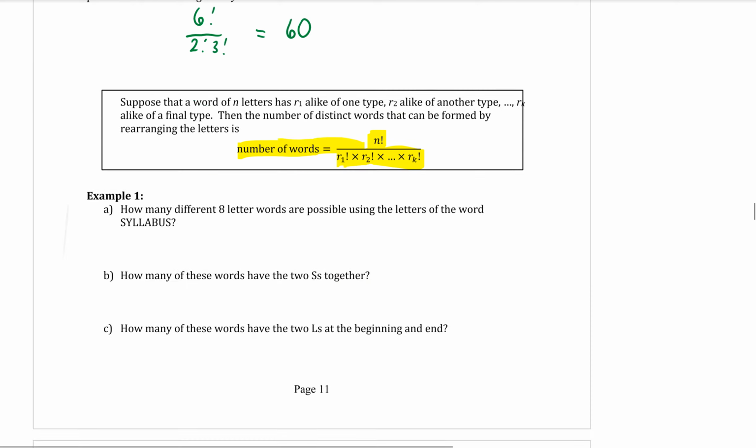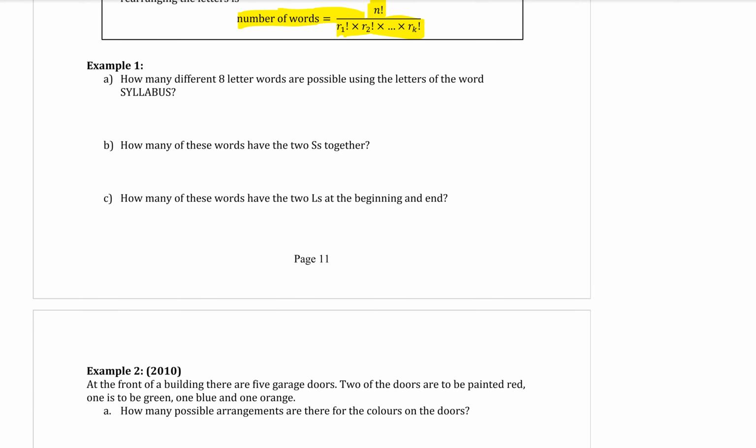Well, example time. 1A. How many different 8-letter words are possible using the letters of the word syllabus? Okay, so syllabus, we've got S and S, and we've got L and L. So we've got 2 repeating letters. Sometimes it helps to write it down. So I'm going to write here, I've got 2 S's. That's a bit of a weird thing to write, 2 S's. Is that bad English to write it like that? Anyway, 2 S's and 2 L's.